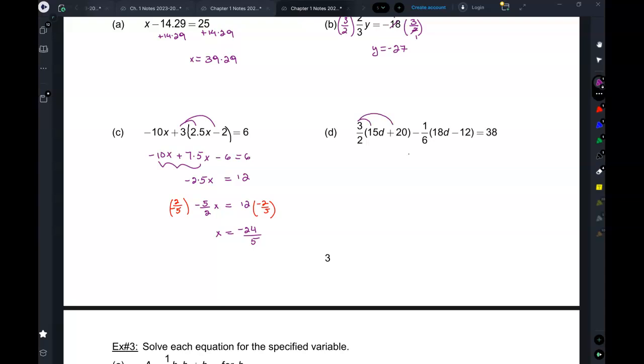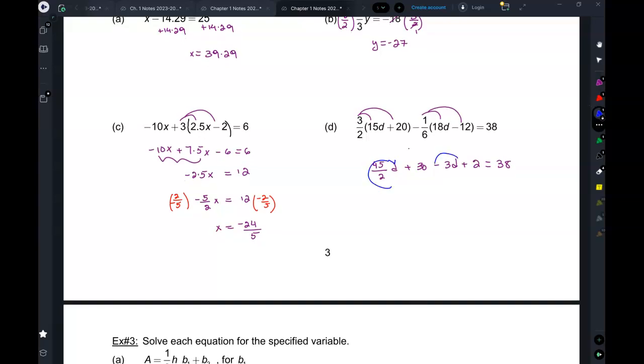Okay, here we're going to distribute the 3 over 2. So we're going to get 45 over 2d plus 3 times 20 is 60 divided by 2, that's 30. Distribute the negative 1 over 6 minus 3d plus 2 equals 38. Okay. So now 45 over 2d minus 3d. 3d is 6 over 2. So 45 over 2 minus 6 over 2, that will be 39 over 2.